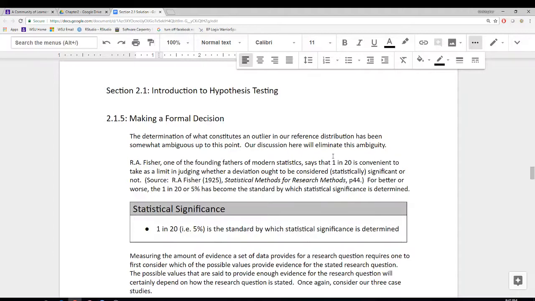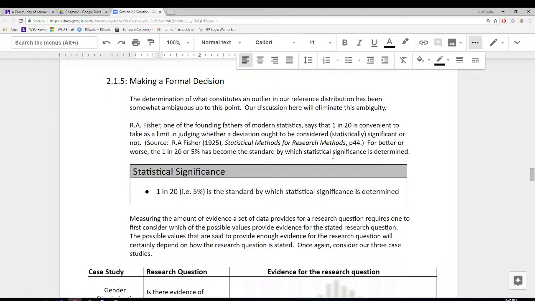Okay, let's talk about making a formal decision. I introduced the outlier rule and stated that the outlier rule uses the commonly accepted 5% level. This 5% level actually was designated or first introduced by somebody called R.A. Fisher. R.A. Fisher is actually the grandfather of modern statistics.